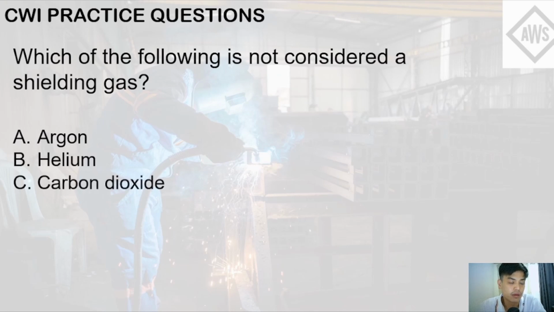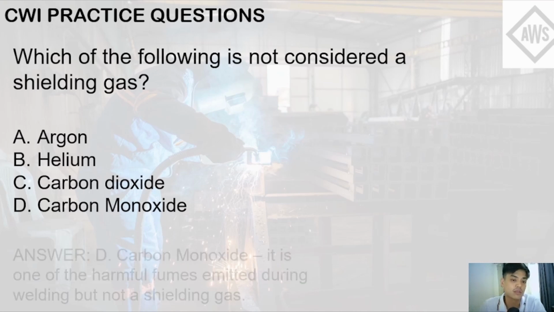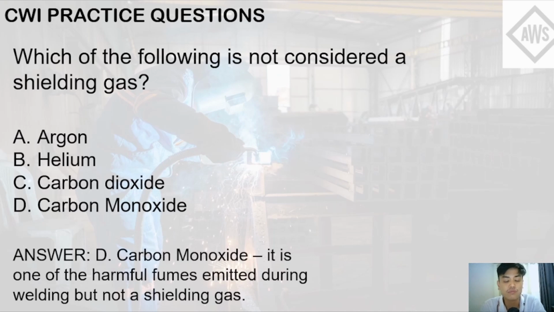Argon, helium, carbon dioxide, carbon monoxide. One of the basic traits of a shielding gas is that it needs to be inert. Argon, helium, and carbon dioxide are normally used as shielding gas for a lot of processes, such as GMAW and GTAW. SMAW also has a shielding gas, which is generated from its flux or electrode coating. So the answer here is carbon monoxide. It is emitted as one of the harmful fumes or gases during welding, but it is not considered a shielding gas.